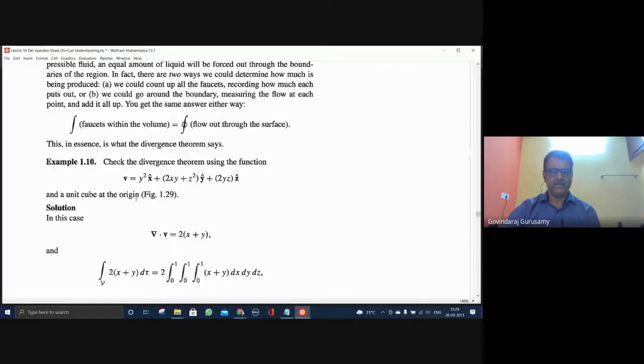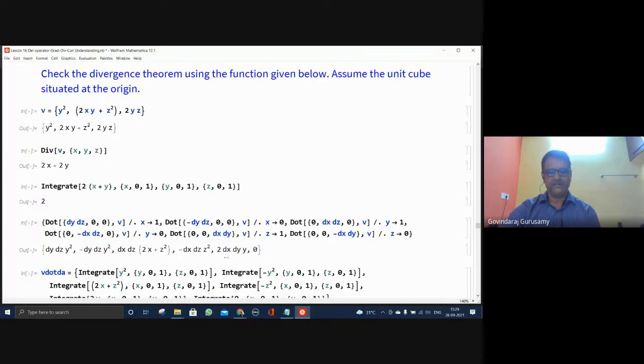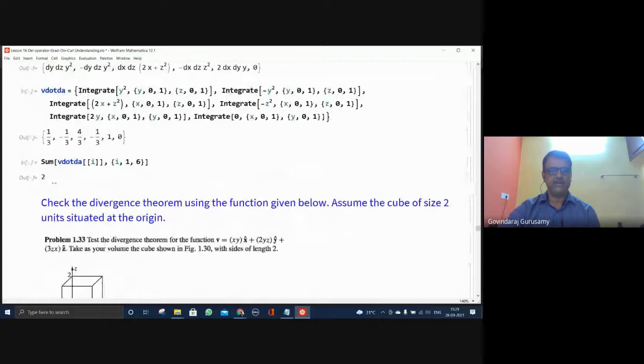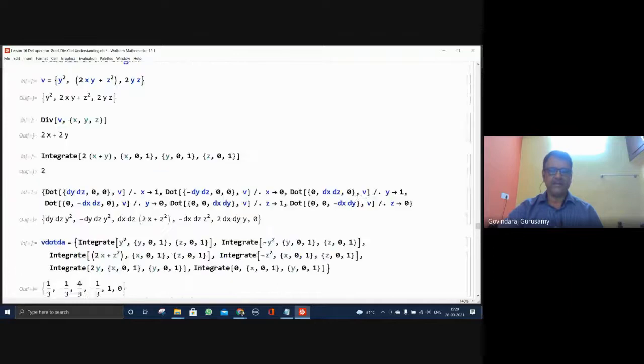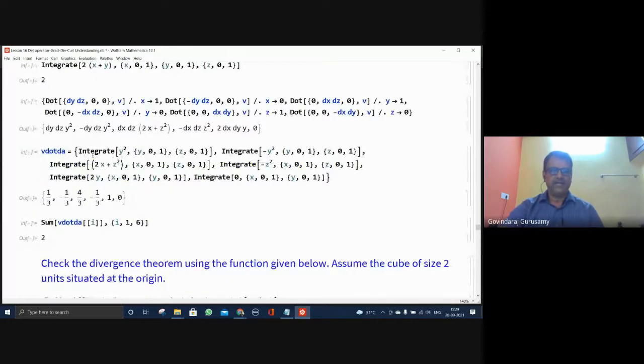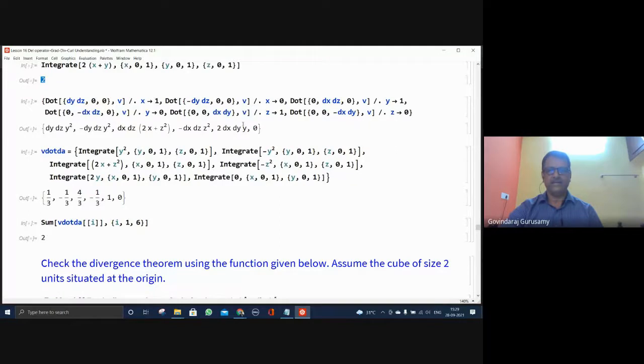Yes, y square, 2xy, z square, 2xy. Just go through that. A simple substitution has been done, and finally it has been shown to be consistent with what has been done here with integrating, taking a divergence. So the dot products have been done, divergence has been done. See, divergence has been found, 2x plus y, integrated, that is 2, done. Then you have dot products everywhere and integrated. Then you add all of them, sum. Over. Sure, this is also right, this is also right.